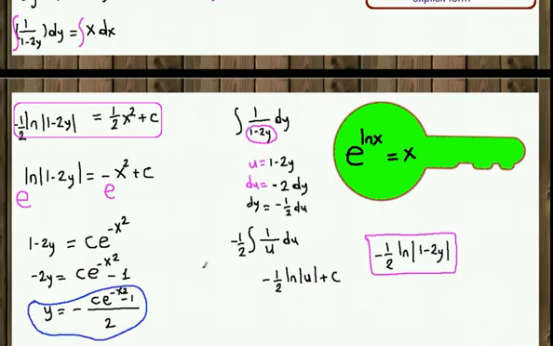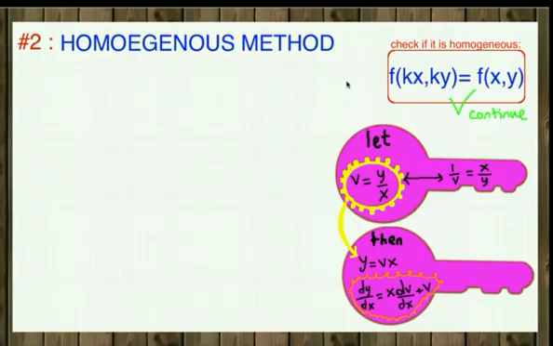So that's it for separable equations. Let's go ahead and see the homogeneous method. In the homogeneous method, first you need to check if the function is homogeneous. So how are we going to do that?